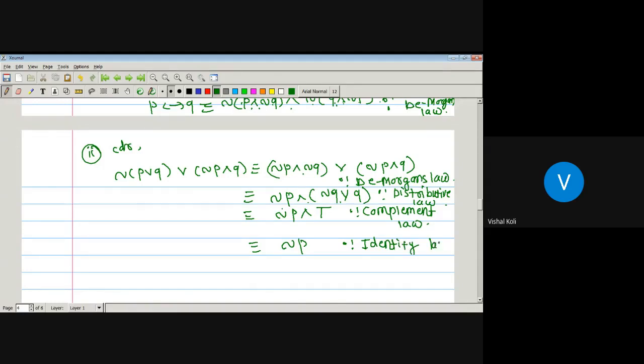Since if P is any given statement and T is a truth value, then P and T is nothing but P itself. Therefore, as here negation of P, then it is negation of P.